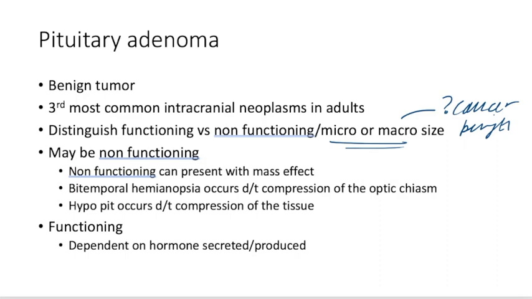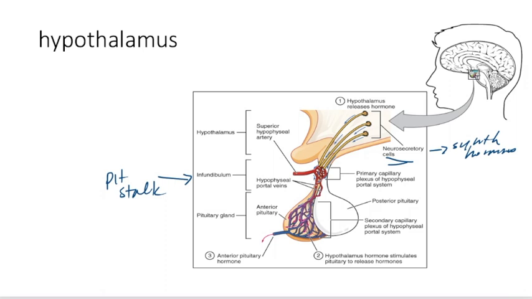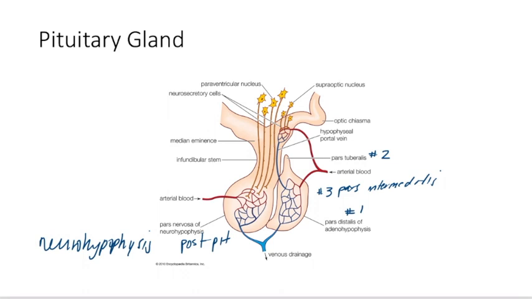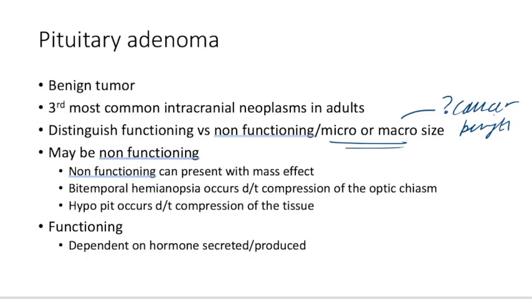So even if it's non-functioning, if the size is big enough, we have problems because of the location of the pituitary gland. You actually have your optic chiasm, and if the pituitary tumor is large, then it will press on the optic chiasm, and we will have problems with the vision. That's one of the hallmark problems we get with pituitary issues: that mass effect. It would be pushing on the optic chiasm, and we would get some visual disturbances. That is labeled as bitemporal hemianopsia, and that is due to compression of the optic chiasm.